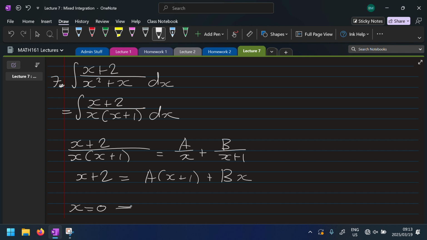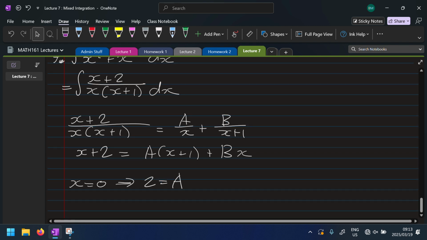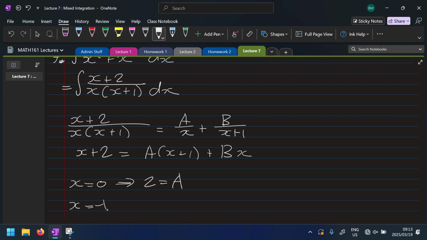So x equals 0, so 2 equals a. Do it in one line, so much easier. Let x be minus 1. So 2 minus 1 there, so that will be 1 equals a times 0 plus b times minus 1. So b is minus 1. Very easy, just substitute.